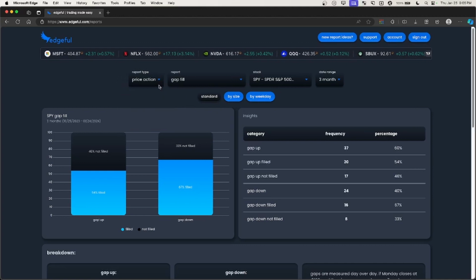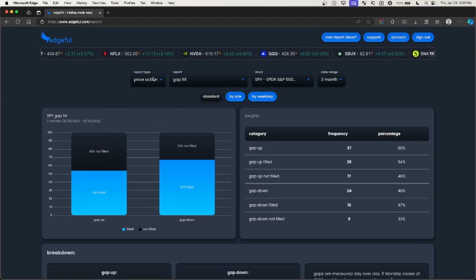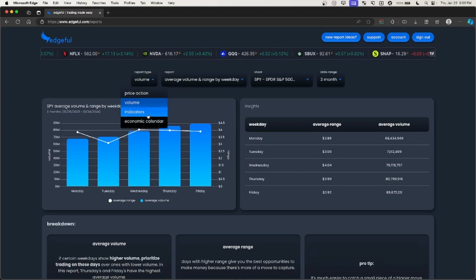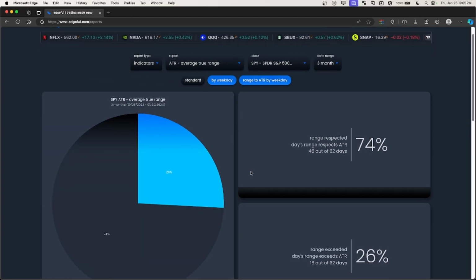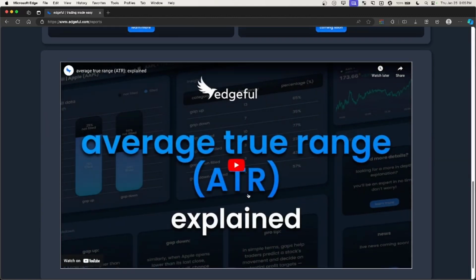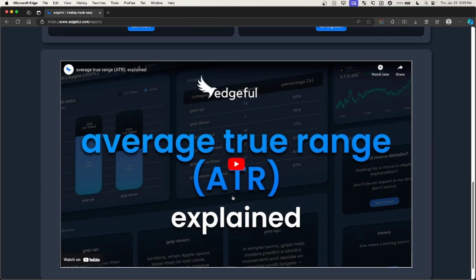But the main thing I do use the gap fills once in a while. I'm not really that interested in that. I mainly use the volume and the ATR indicator. Like I said, you can play around with this. The full breakdowns are in here, and they even have YouTube videos explaining everything more in depth.